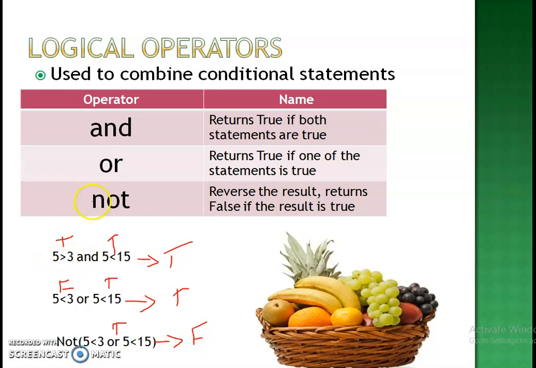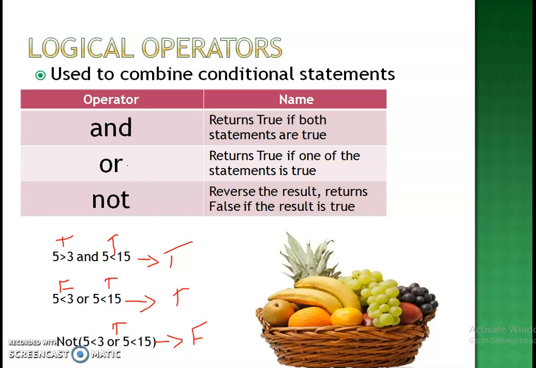So the AND operator returns true if both the statements are true. In the OR operator, if any one of the statements is true, it returns the value as true. When both comparison statements are false, it returns the value as false.